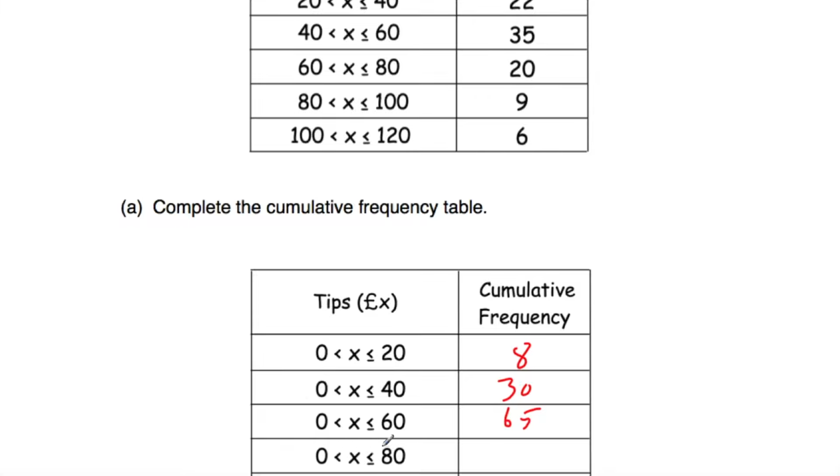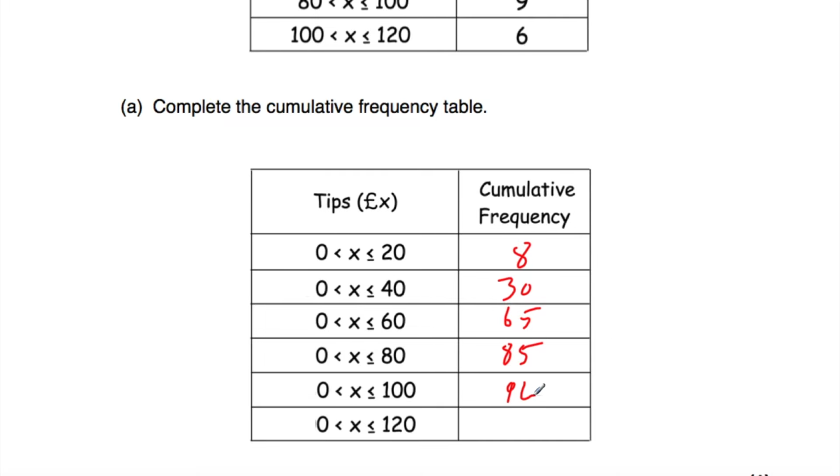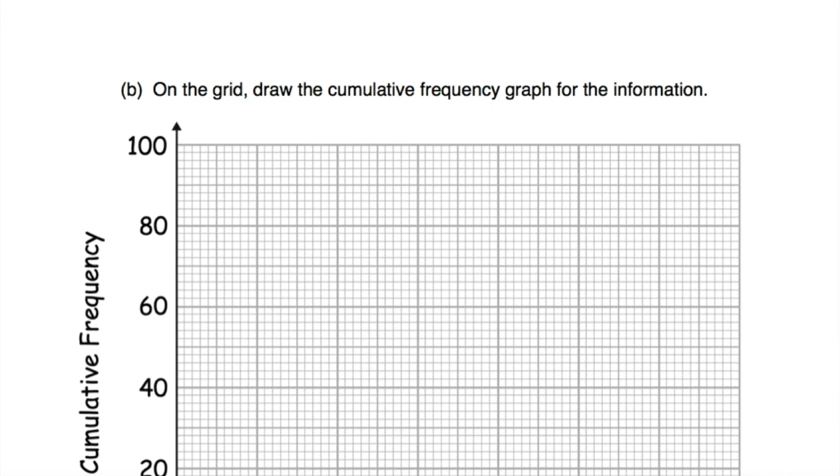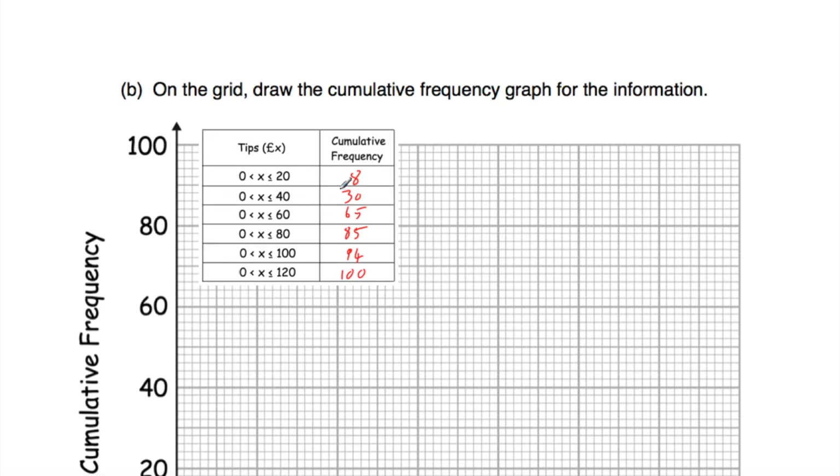Okay, next, between 0 and 80, well, we're then going to add on the 20. So it's going to be equal to 85. Then add on the 9, that's equal to 94, and then finally adding on the 6, and that's equal to 100. And that's great because there's 100 shifts to begin with. Okay, and then if we carry on, I've just put a copy of the cumulative frequency table there, just to help us.